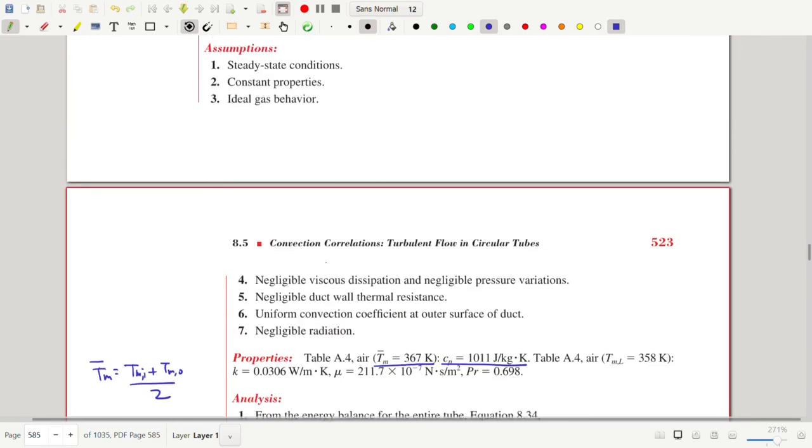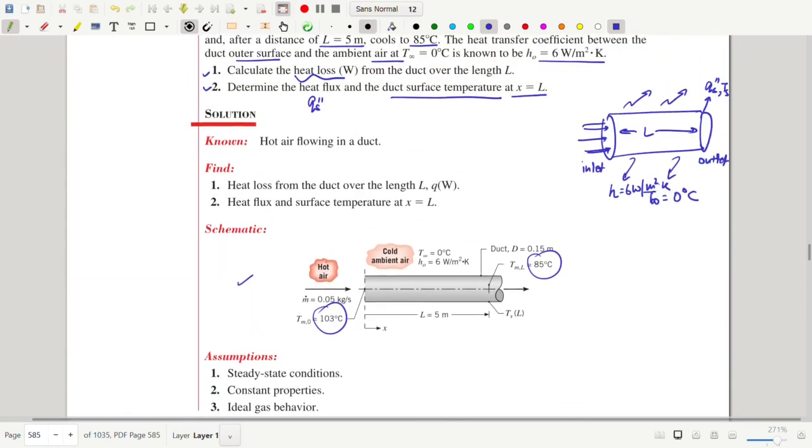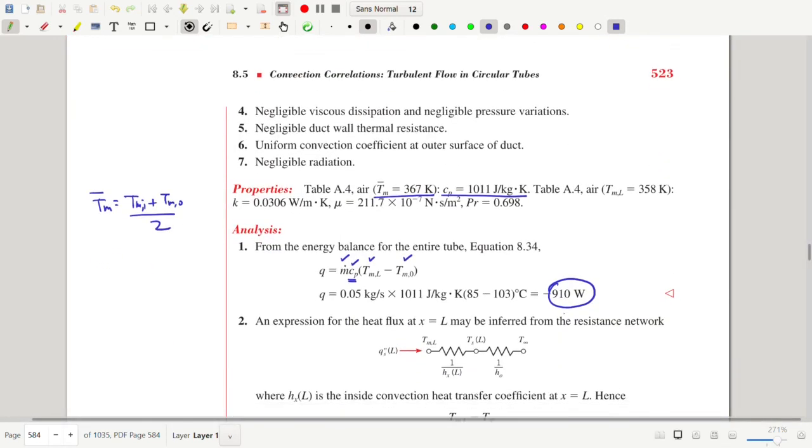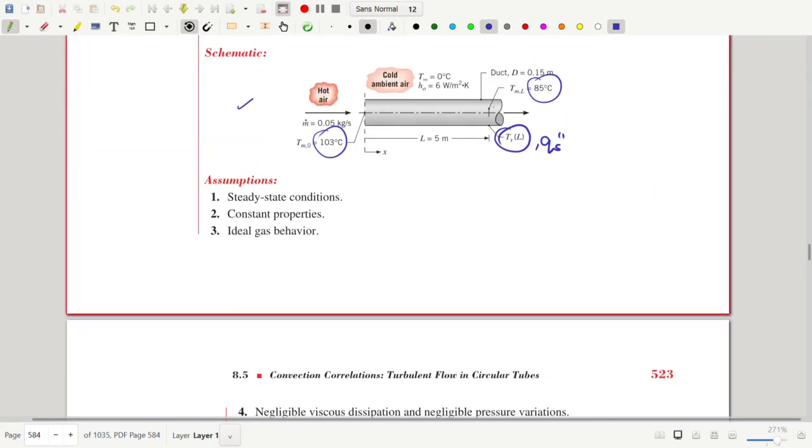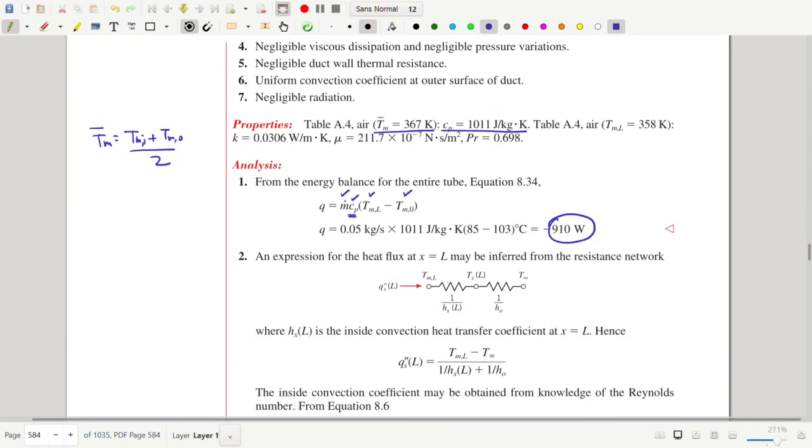Now the second part requires us to calculate the surface temperature at the outlet, which is the temperature here, and the heat flux at the outlet as well. For that we have to draw the circuit. What's happening at the outlet is that there is some temperature on the inside, there is some temperature on the surface, and there is some temperature on the outside. The outside temperature is T infinity. The surface temperature has to be found, and the inside temperature is T mean outlet. And we have the corresponding resistances.